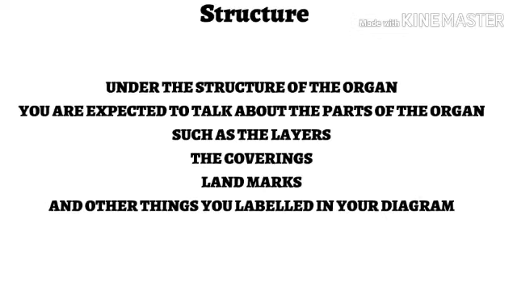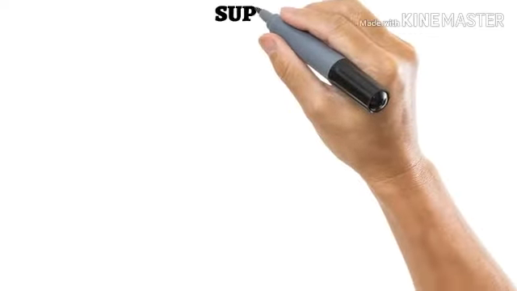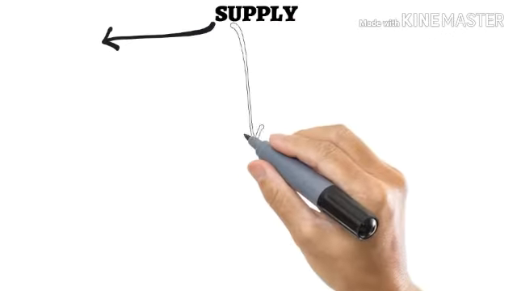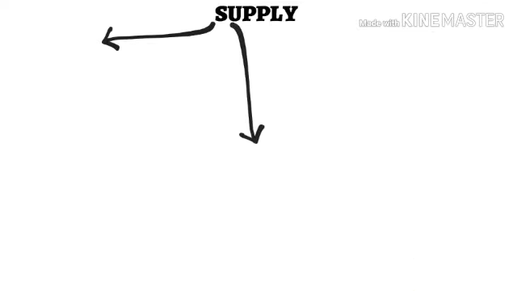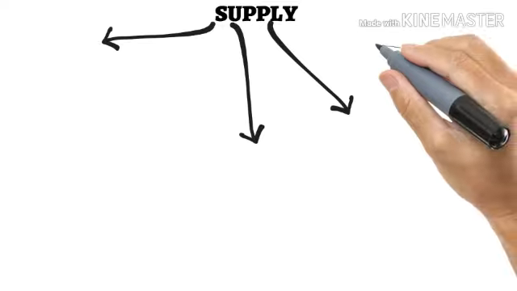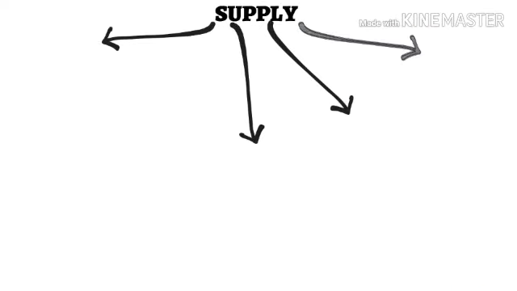So if you are still using the kidney, the layers of the kidney are just two: the cortex and the medulla. The coverings are the renal fascia, perirenal fat, and the renal capsule. The landmarks are the pyramids, the calyces, and so on and so forth. So the last is, I said it is not the least, and you realize that it's actually not the least because it is also subdivided into four.